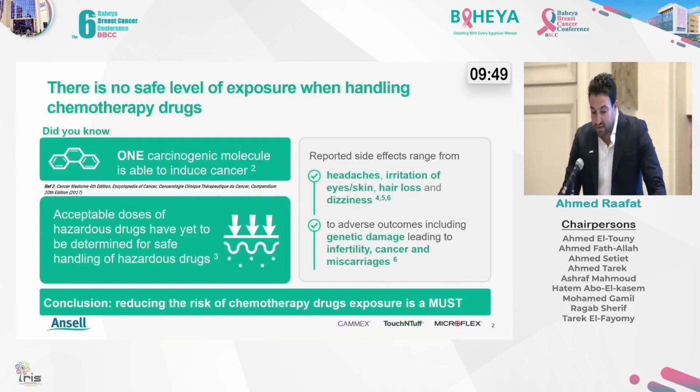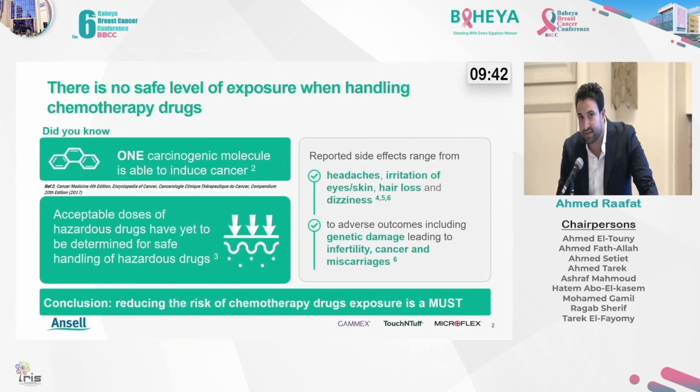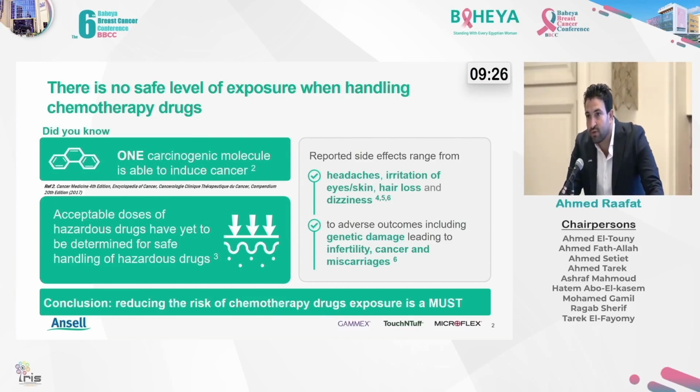As you all know, one carcinogenic molecule can cause cancer, and we have many side effects when dealing with any carcinogenic molecule or chemotherapy drug, like headaches, skin irritation, hair loss, and maybe more severe ones like genetic damage, infertility, and miscarriages. So we need to know which glove to use when dealing with chemotherapy to avoid all of these side effects.